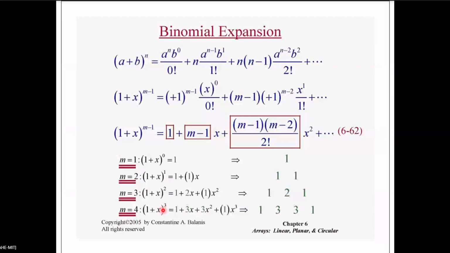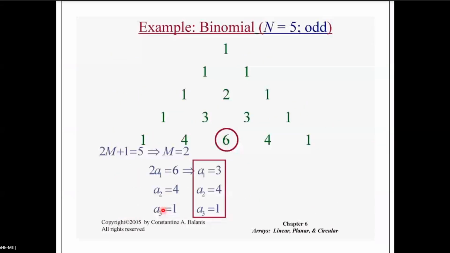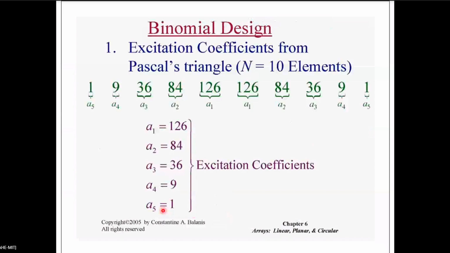What is the advantage of this array? Excitation coefficients: now he has derived for 10 elements, so a1, a2, a3, a4, a5, a1, a2, a3, a4, a5. See here, 10 elements. So you have to memorize this, or if you can derive the coefficients by the equation, then it's fine. Otherwise, you have to memorize this.